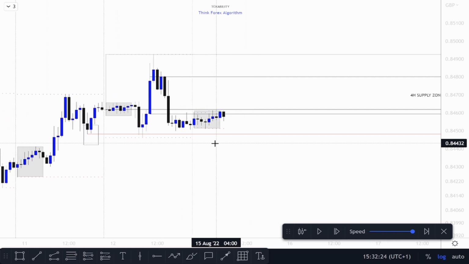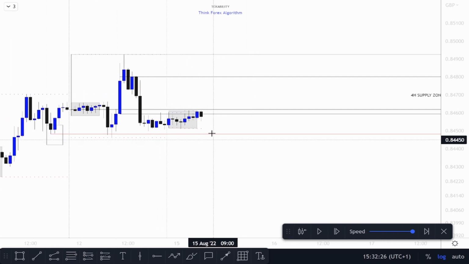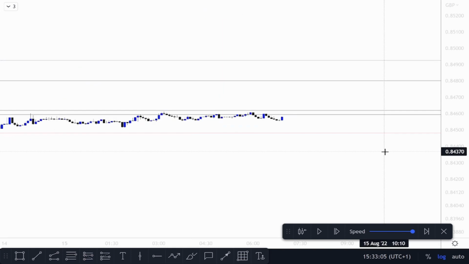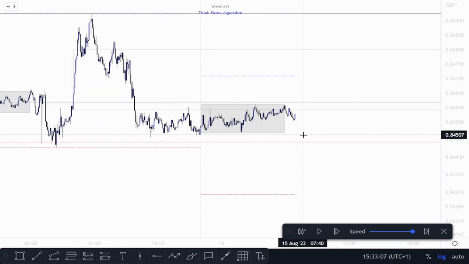So now I'm anticipating some sort of move to the upside. Once I see that there's a move to the upside around 7 or 8 a.m. and I see an M15 or M5 engulfing to the downside, I'm taking it, placing my stop loss just above the entry candle and taking it to the downside. So now let's go down to 5 minutes.